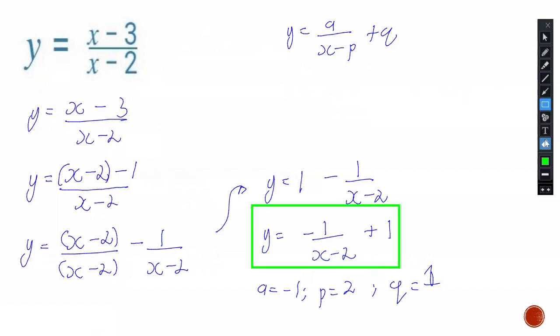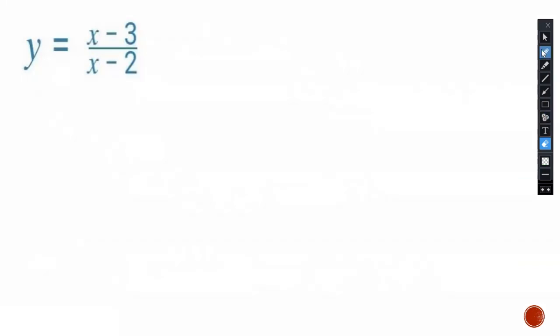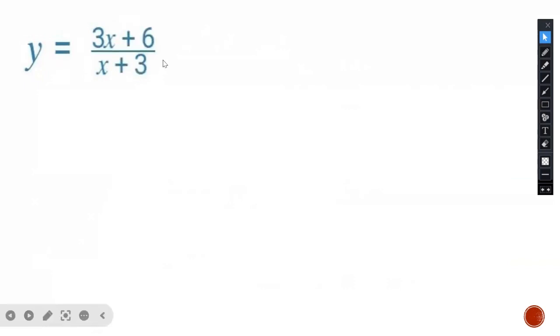Okay, so let's look at another one. Another one similar to the second one. So we have y is equals to 3x plus 6 over x plus 3. Again, if you look at the fact that 3 and 6 have a common factor, which is 3. If you factor out 3, we are going to have 3 and then x here and then 2. But then looking at our denominator, it's actually x plus 3 and not x plus 2.